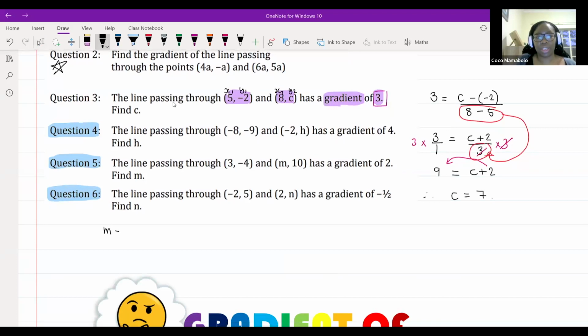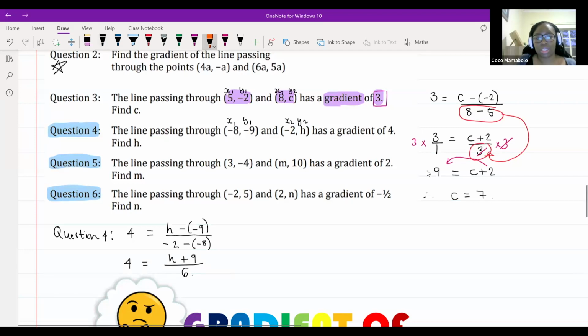All right, let's talk about question 4 quickly. Again, guys, we're going to use the gradient formula. We've been told that our gradient is equal to 4, so we're going to make the whole thing equal to 4. I'm going to name them x1, y1, and x2, y2. Then I'm going to say the gradient, which is 4, is equal to y2, which is h minus negative 9, over x2, which is negative 2 minus negative 8. So 4 is equal to h plus 9 over negative 2 plus 8, which gives us positive 6.